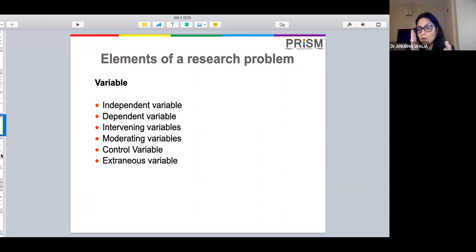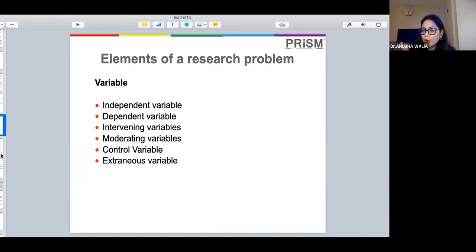There is something called a moderator variable. A moderator has an effect; there is no impact. All right. So if you get a question on the difference between an intervening variable and a moderator variable, the first difference is impact versus effect. Simple. So these affect the independent and dependent association or relation by modifying or altering the effect of the intervening variable.